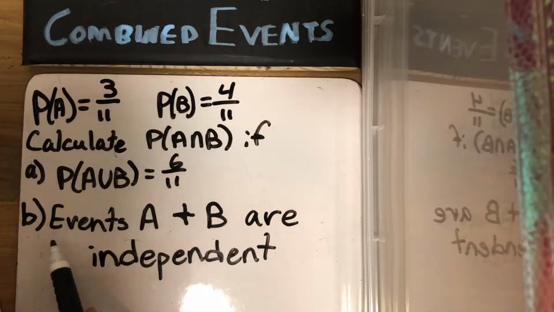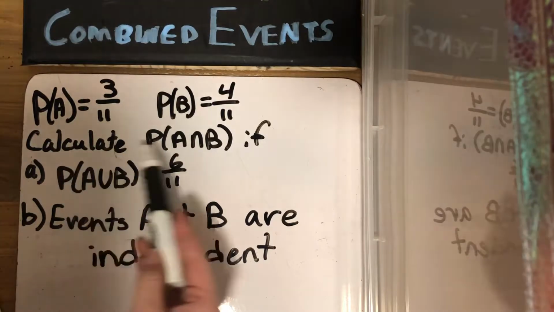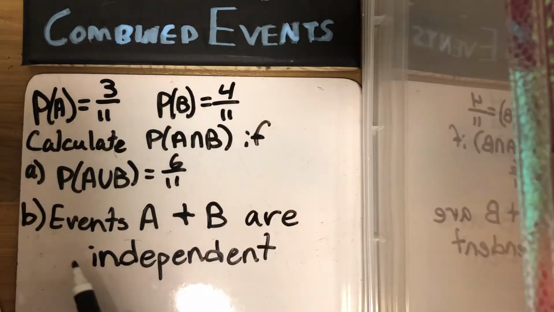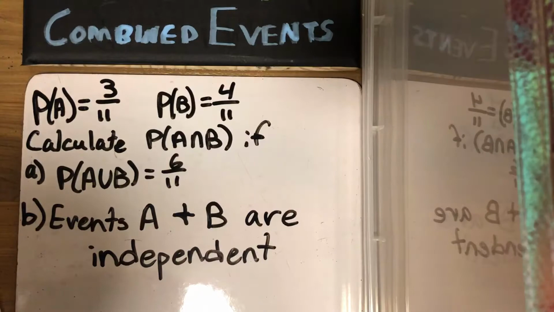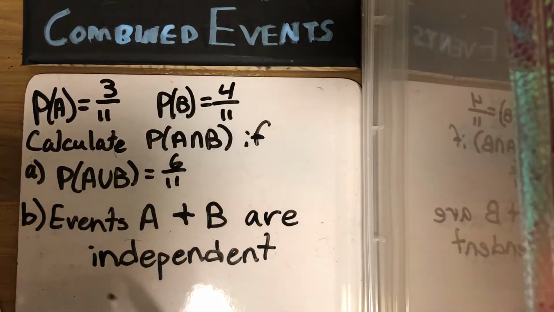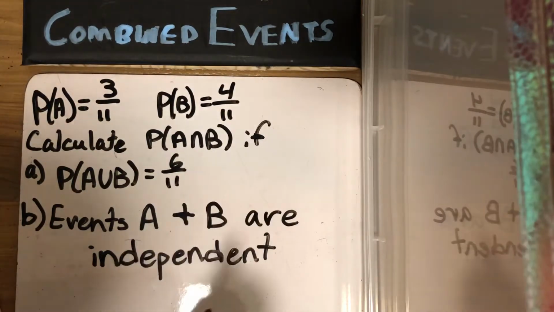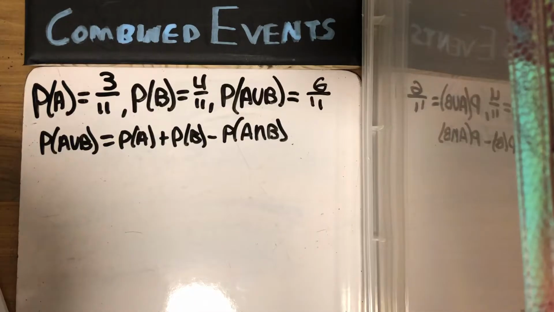And down here, our second part is to calculate the probability of the intersection of A and B if events A and B are independent. So that's going back to what we learned in notation, which I hope you wrote in your notes, the independent formula, how to find whether or not they're independent. So we're going to be doing that. Write this problem down in your notes, and then I'll show you.